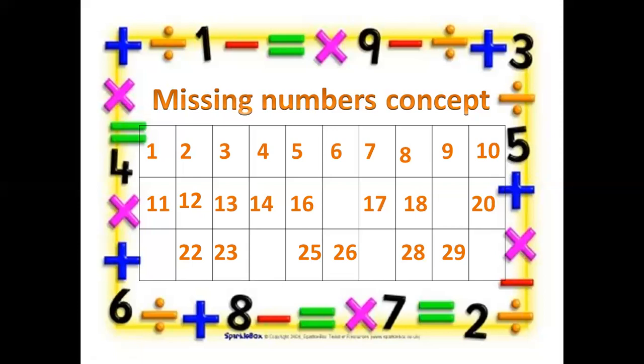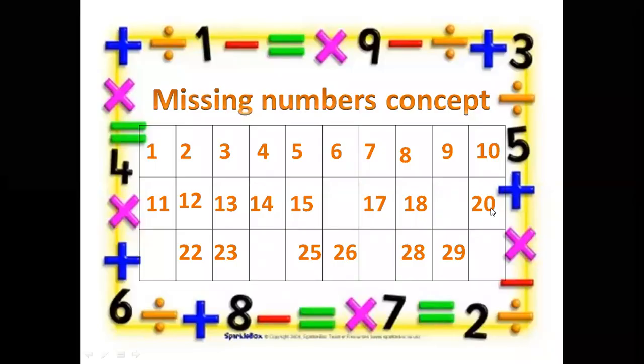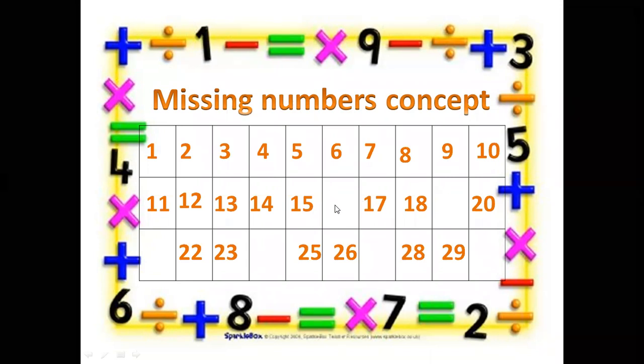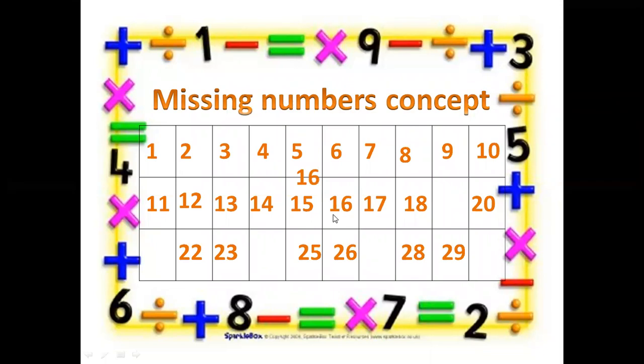Now, after 12, 13. 13, 14. After 14, the number is 15. 15. But after 15, the number is missing again. So after 15, the correct number is 16. Yes, very good. 1, 6, 16.